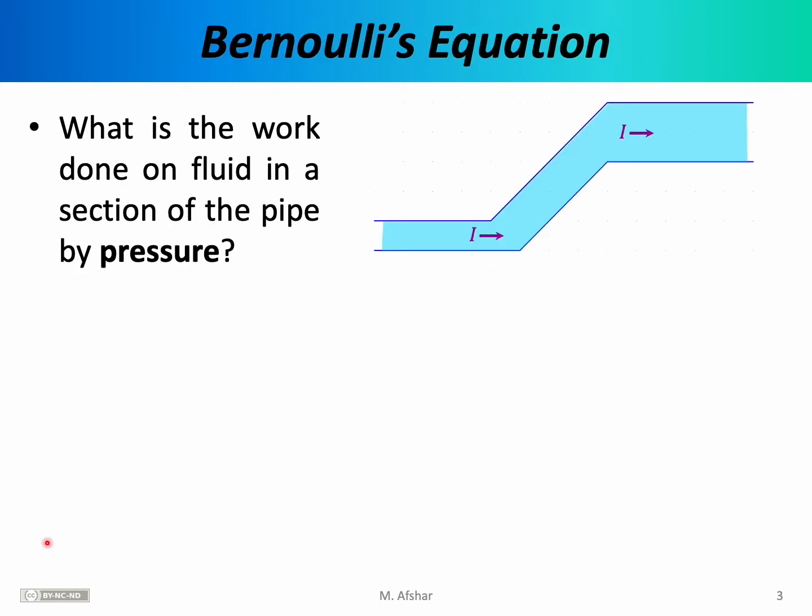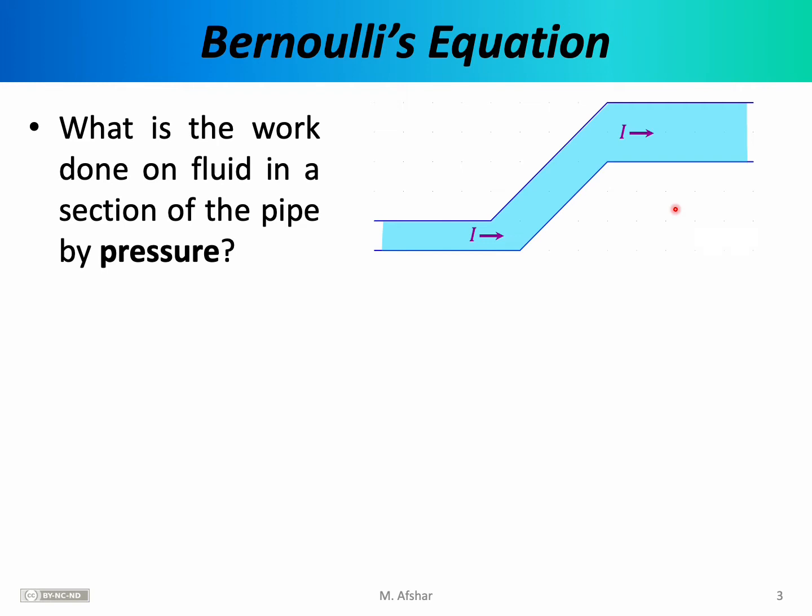Bernoulli's equation tells us what happens to a fluid as it passes through a pipe segment that changes both in cross-sectional area and elevation. To better understand Bernoulli's equation, we're going to derive that equation here. So consider a pipe segment and imagine that the fluid is flowing from left to right inside this pipe segment. Note that both the elevation and the cross-sectional area of the pipe segment can change.